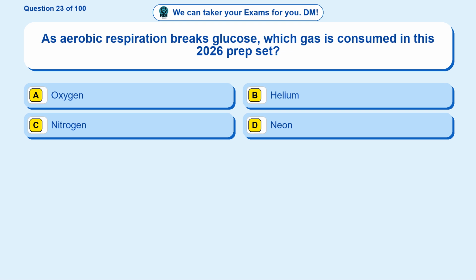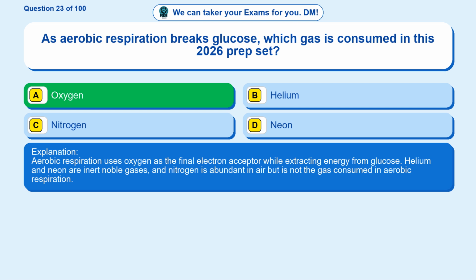Question 23. As aerobic respiration breaks glucose, which gas is consumed in this 2026 PrEP set? Option A, oxygen. Option B, helium. Option C, nitrogen. Option D, neon. The correct answer is option A. Oxygen. Aerobic respiration uses oxygen as the final electron acceptor while extracting energy from glucose. Helium and neon are inert noble gases, and nitrogen is abundant in air but is not the gas consumed in aerobic respiration.